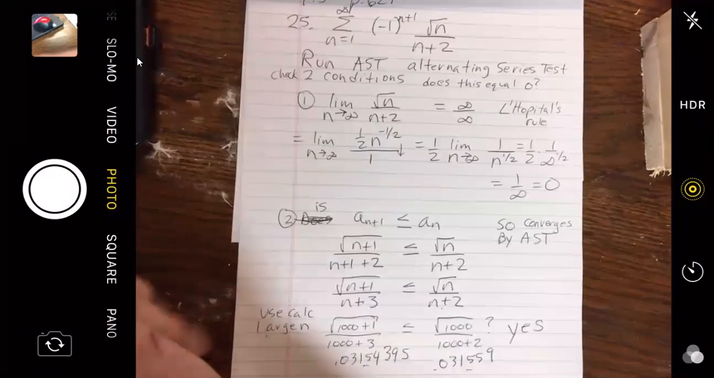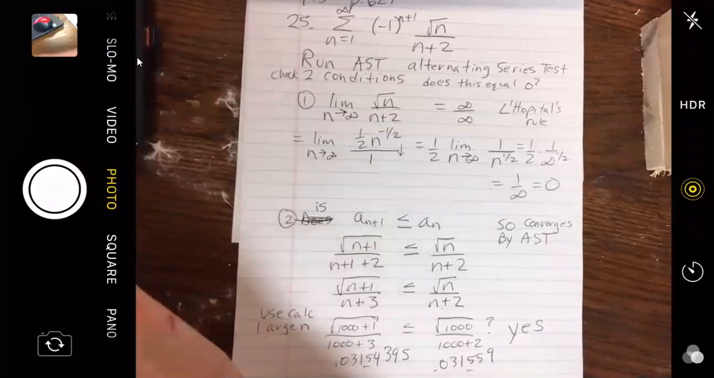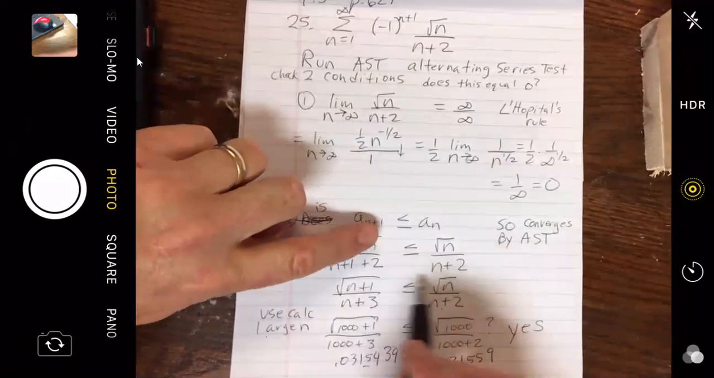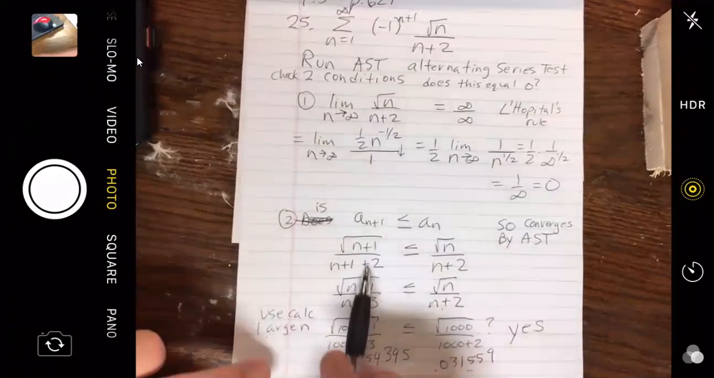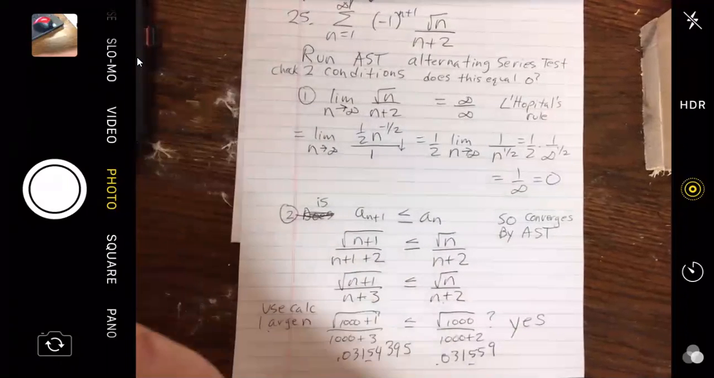Questions about that? No, I get it. Thank you. Yeah, if the n's are not on top, it's a much easier check. But when they put the darn n's on both top and bottom, it's a little tougher.